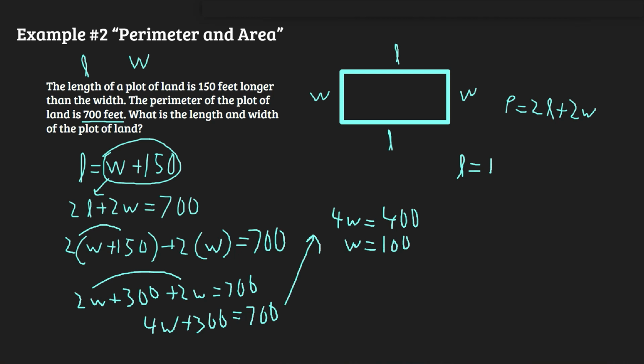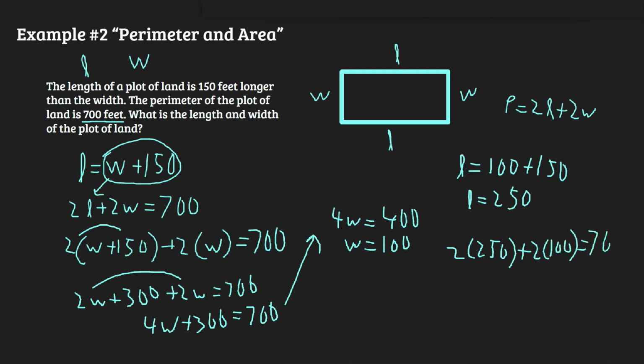So the length is equal to the width plus 150. The width here we got 100, so the length is equal to 100 plus 150. The length has to be equal to 250. Now let's make sure by plugging it into the second equation, the 2L plus 2W is equal to 700. So 2 times length, which is 250, plus 2 times the width, which should be 100. This all should be equal to 700.